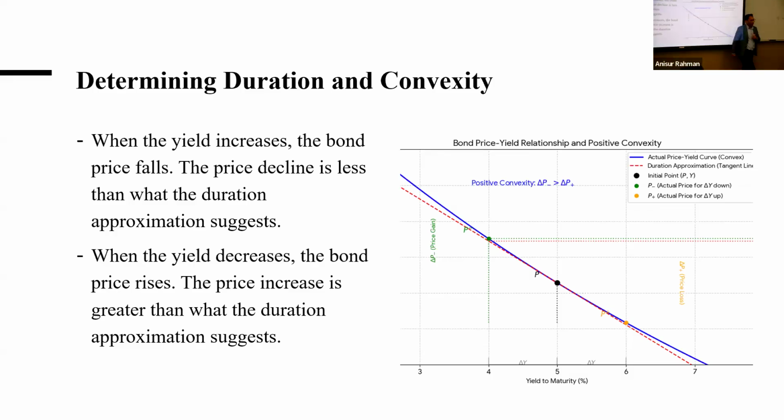So which one has a higher price? Actual, isn't that right? So if you use duration only, your increase in price is underestimated. Isn't that right?